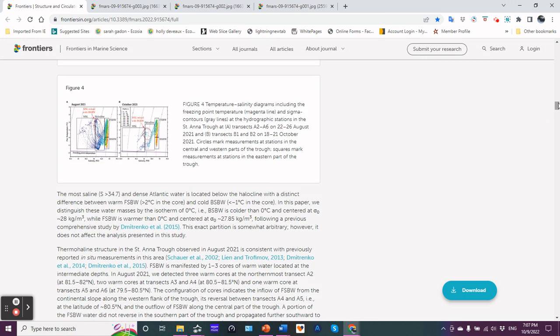Now, figure 4. This is a good one. TS diagrams, temperature salinity diagrams, including the freezing point temperature, which is the magenta line, and the sigma contours, gray lines, at the hydrographic stations in the St. Anna Trough at transects A2 to A6 and B transects B1, B2 in October. Circles mark measurements at stations in the central western parts of the trough. Squares mark measurements in the eastern part. Okay, take a peek.